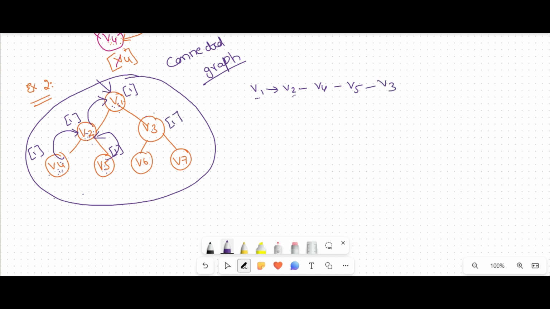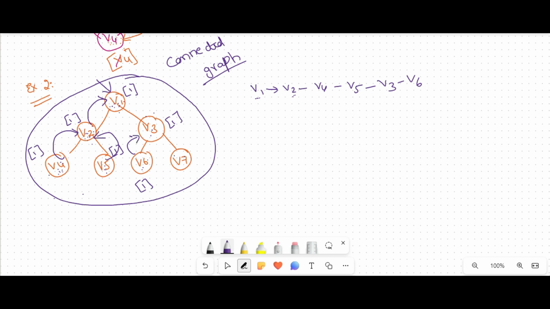Mark this as visited. V3 adjacent vertices are V1, V6, V7. V1 is already visited, so you can visit either V6 or V7. Now I am visiting V6. V6 has only one adjacent vertex, V3, which is visited. So what shall I do? Shall I stop? No. Why? Because unvisited vertices are there.